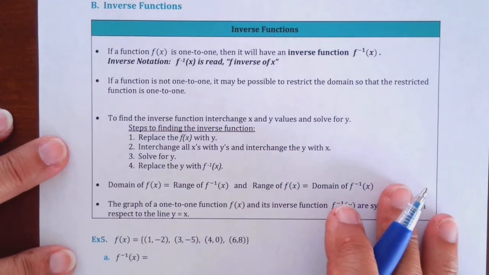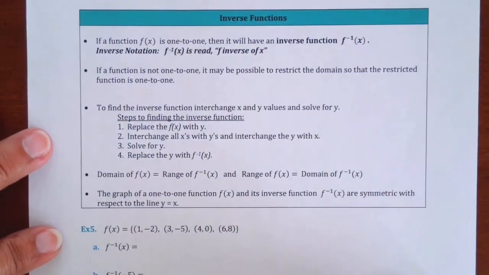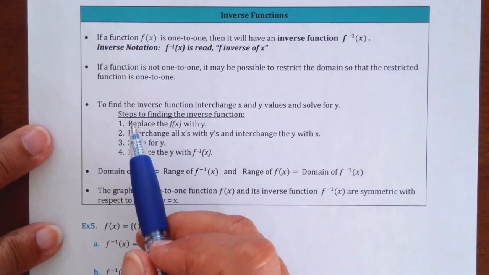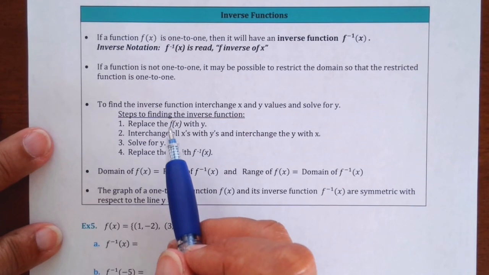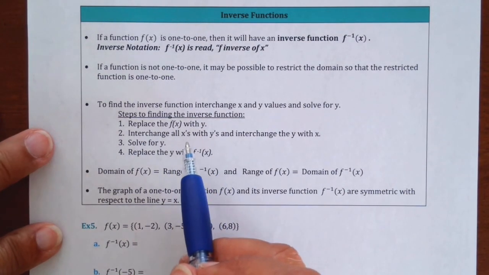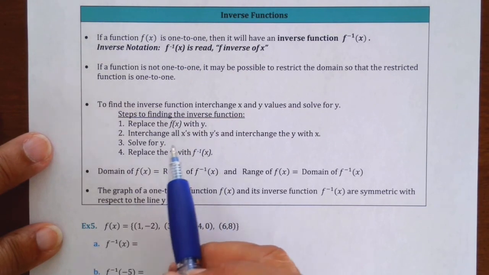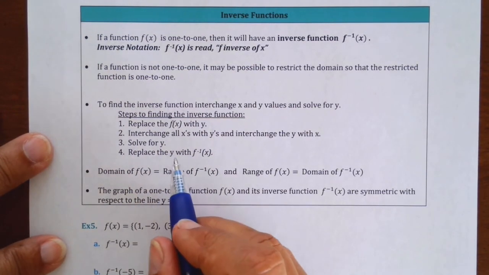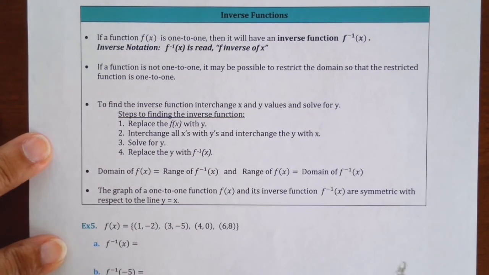These are the steps to finding the inverse, which I know all of you have done somewhere along the way. We will do these in a minute. So there's 4 steps. You're going to replace the f of x with y. Remember, you're going to switch all the x's and y's around, solve for the new y, and then you'll have your new inverse function. So you'll replace the y with the inverse notation. So we'll do those in a minute.